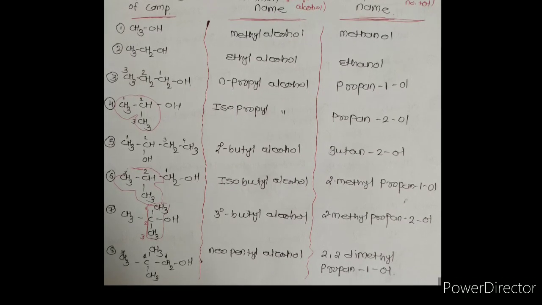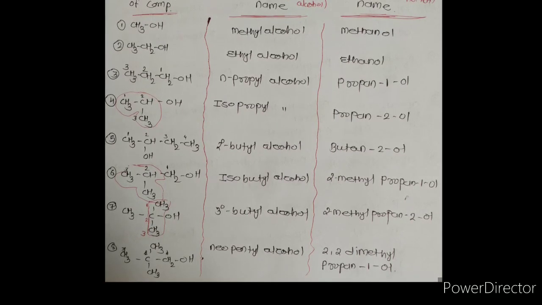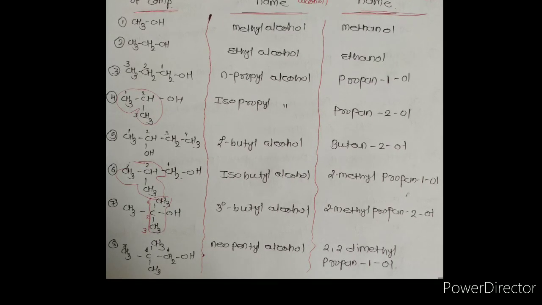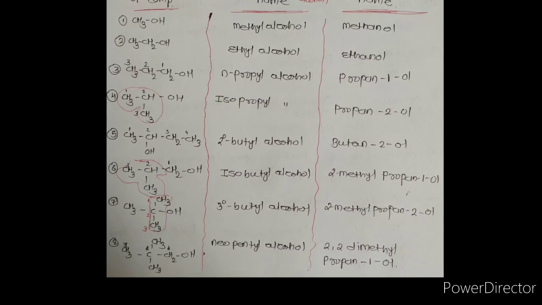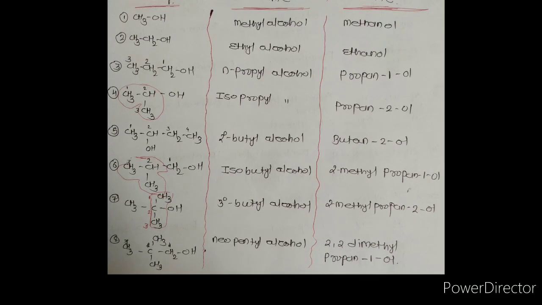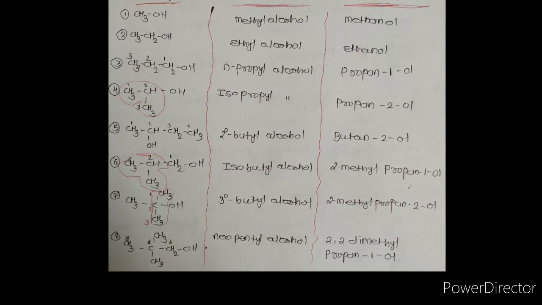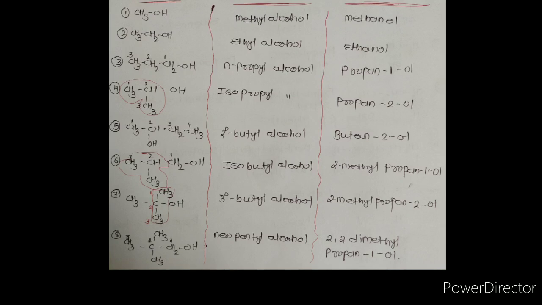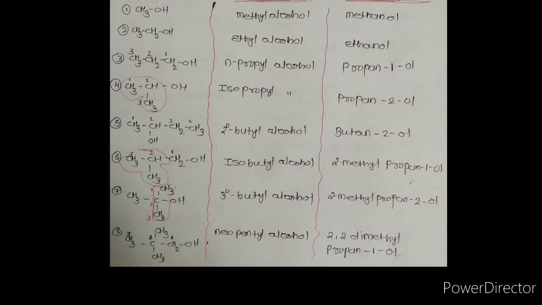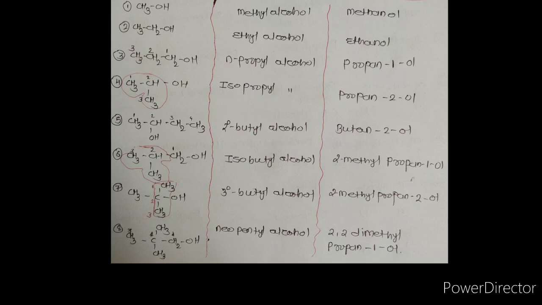Sixth compound, CH3CH(CH3)CH2OH. Here once again CH3 CH CH3 is in a sequence, so we use iso. The total number of carbons in that compound is 4, so it becomes butyl, and due to the presence of OH it becomes alcohol. So its common name is isobutyl alcohol. For its IUPAC name, the linear chain has 3 carbons, in which the second carbon has a methyl branch, and the OH group is present on the first carbon. So the answer is 2-methylpropan-1-ol.